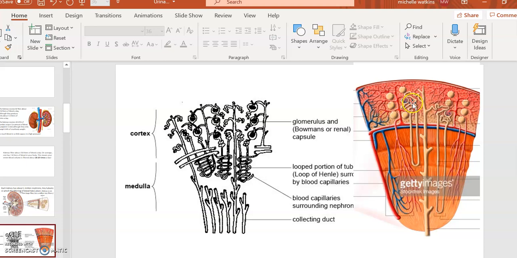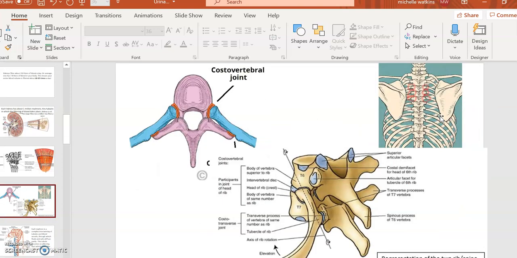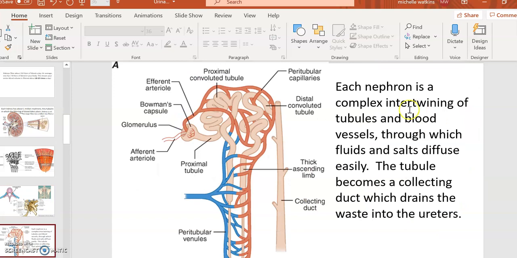This is just to give you a visual image. One curved tubule is one nephron. So it's got a little ball and one curved tubule. So here's another nephron over here. All right, what does the nephron do?